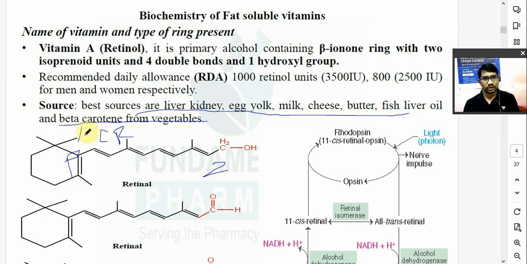Now vitamin A is very important for your eyes. Okay, so deficiency of vitamin A causes two types of disorders. First is night blindness, and second is color blindness.